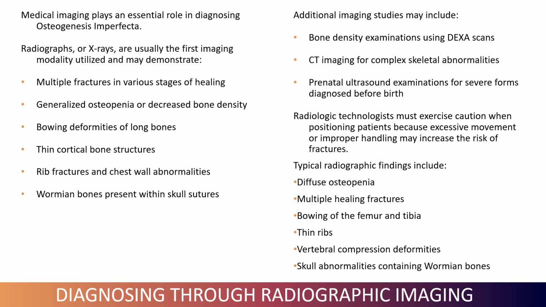Medical imaging plays an essential role in diagnosing osteogenesis imperfecta. X-ray is usually the first imaging modality utilized to show this disease. On these X-ray images, they may demonstrate multiple fractures, bone deformities of the long bones, osteopenia, thin cortical bone structures, rib fractures, and wormian bones. You can also use bone density exams, CT imaging, as well as prenatal ultrasound to diagnose this disease.